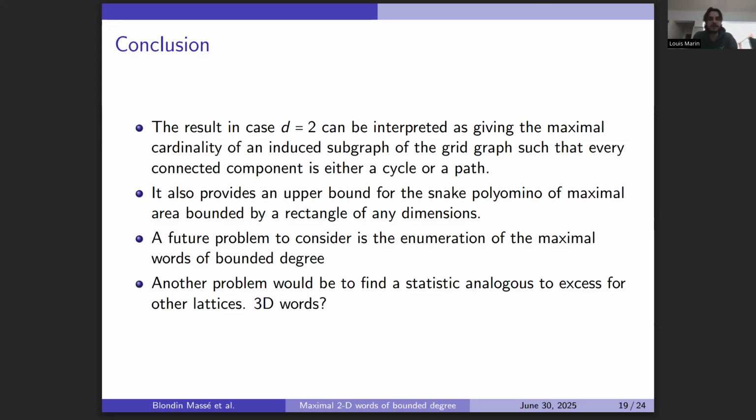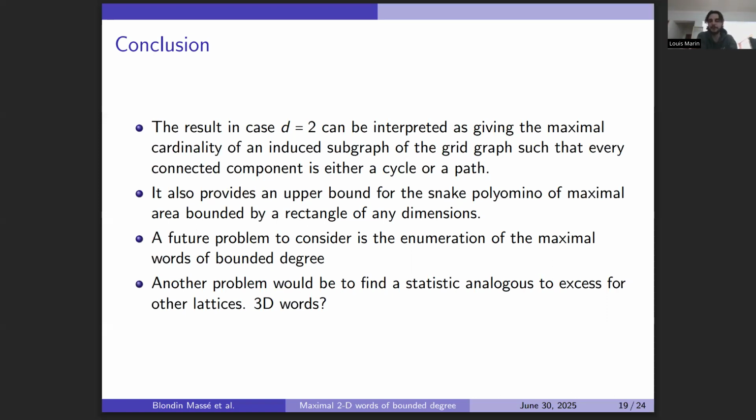But also, at this point, we can look at another problem. Maybe we can look at another lattice. So far we only looked at the square lattice, like a 2D word, but what happens when we look at a 3D word? At this point, why not?